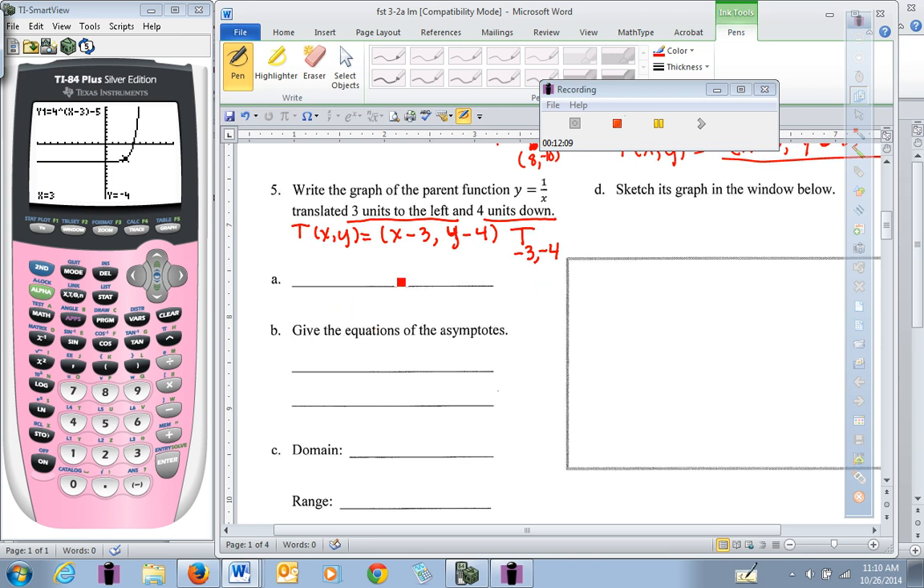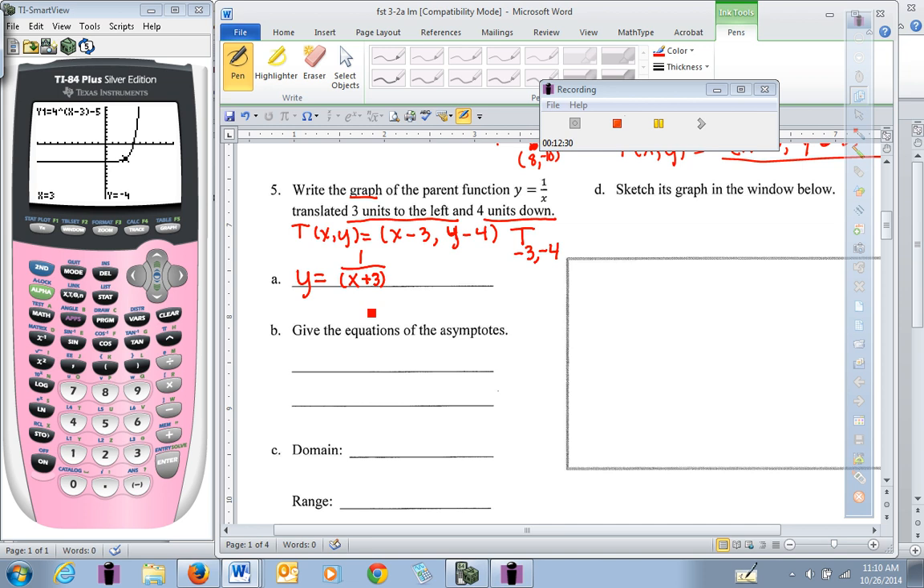Okay, so if I want to write the equation of that so we can graph it, I'm going to say y is equal to 1 over, and then this is where my grouping symbol is going to be. If I want that thing to go 3 to the left, I'm going to say x plus 3.